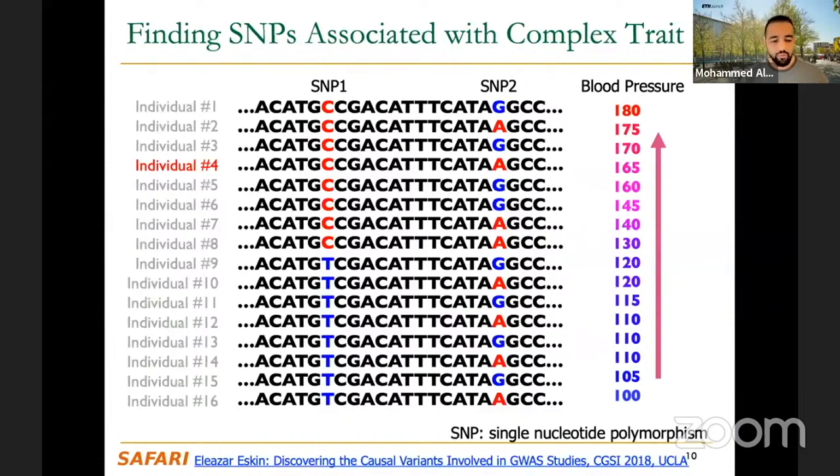Okay, so now about the population scale analysis. We have a bunch of individuals here, 16 individuals. Each individual has his own DNA. This is just a small portion of the DNA. And now we know that all of them have blood pressure. Some of them have healthy blood pressure. Some of them have unhealthy blood pressure. Now, the unhealthy ones, which is very high blood pressure, you can observe in the first half of these individuals. The second half of these individuals have very low or healthy blood pressure.